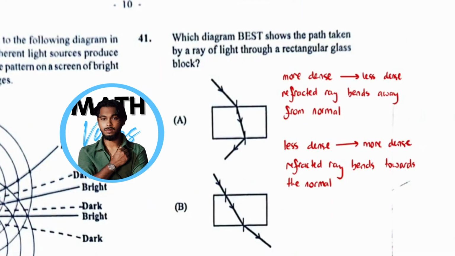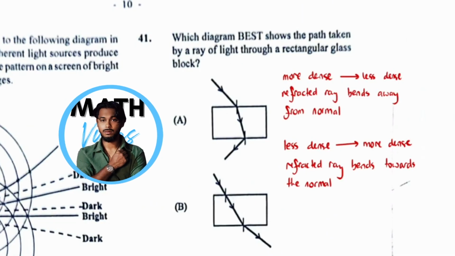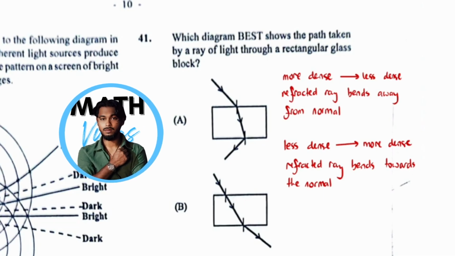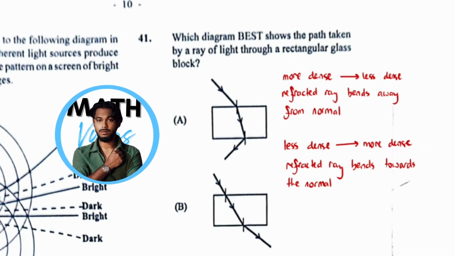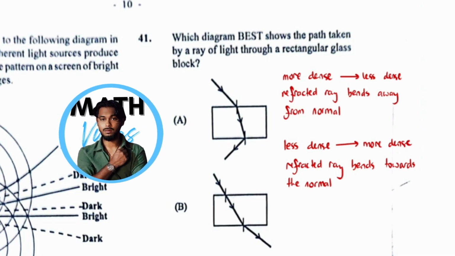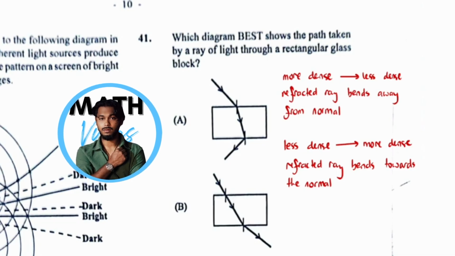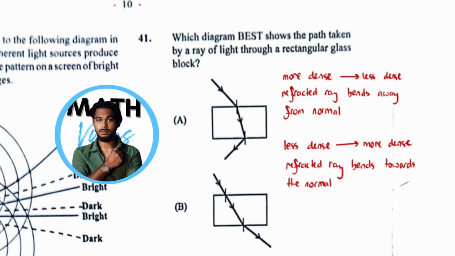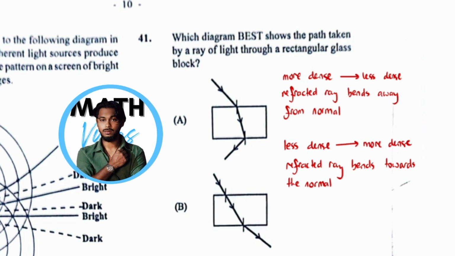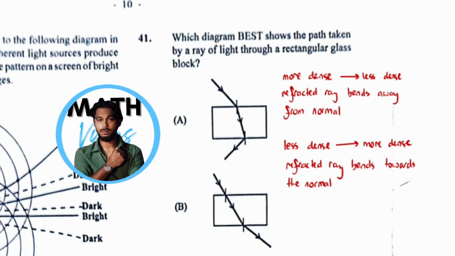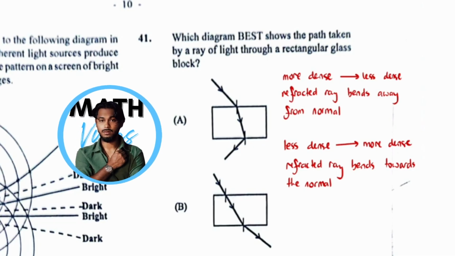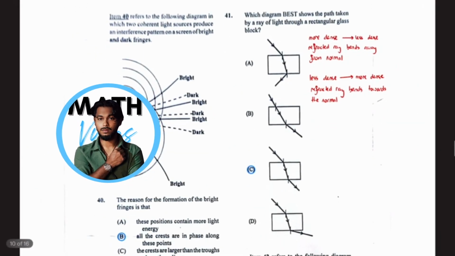Question 41. Which diagram best shows the path taken by a ray of light through a rectangular glass block? Just a couple of pointers. If you are going from more dense to less dense, then the refracted ray bends away from the normal, which means the angle of incidence is less than the angle of refraction. If you're going from a less dense to a more dense medium, the refracted ray bends towards the normal, so your angle of incidence is more than the angle of refraction, because it bends towards the normal and gets smaller. So the answer here is C.